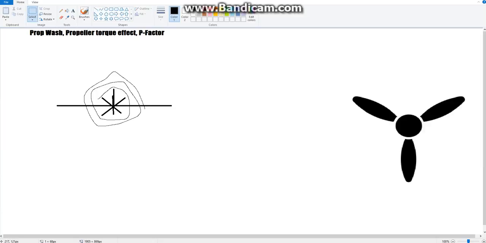Propeller torque effect is: everything generates torque. For example, if you grab a drill and you quickly pull the trigger, the thing jolts to the side based on which direction you have the drill going and how fast the drill can move. It is how strong the pull is.